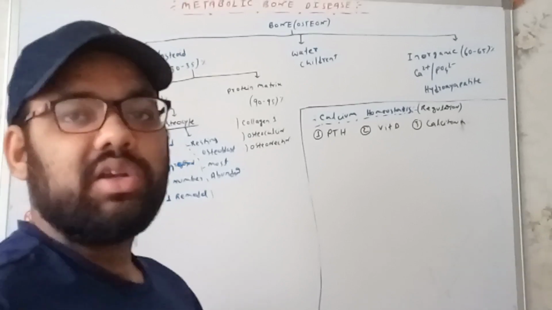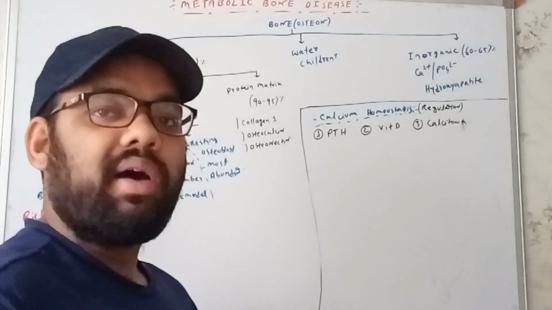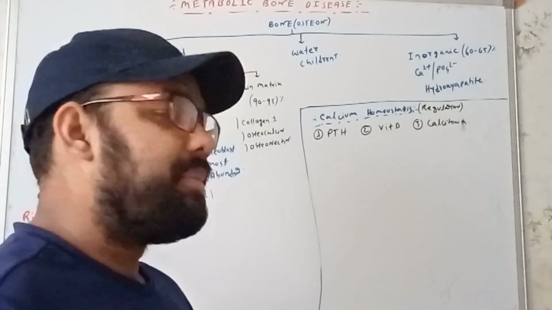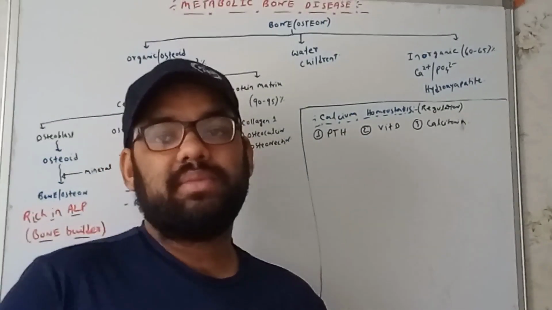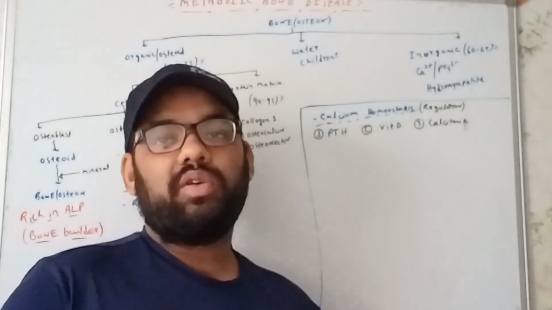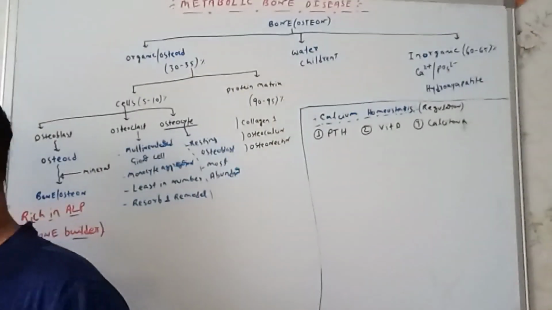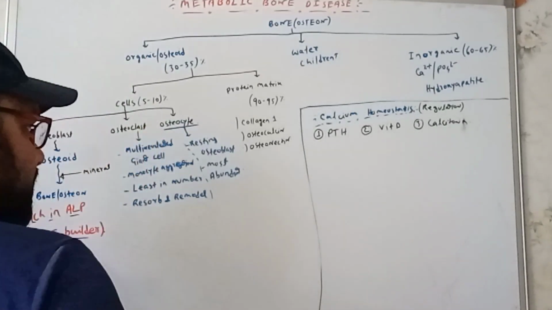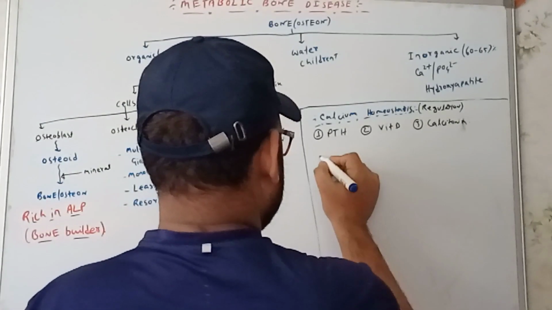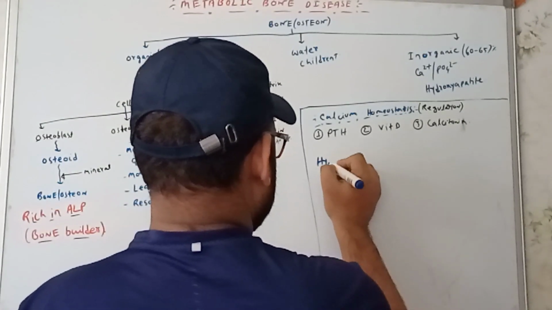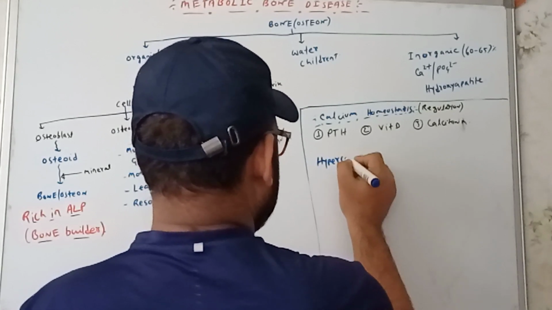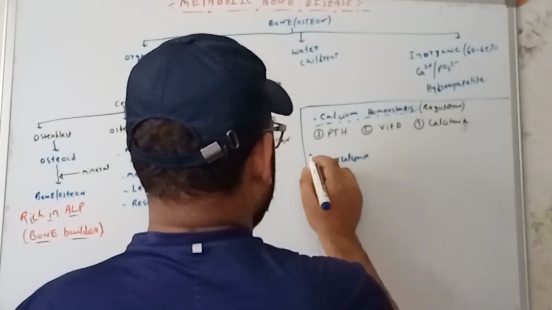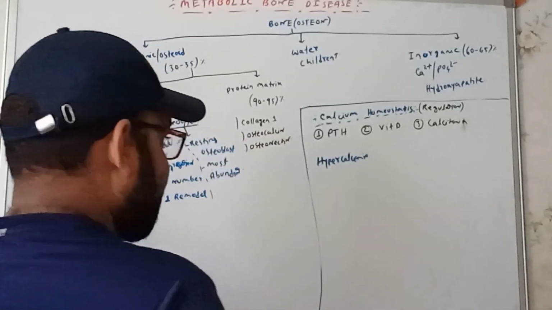For example, if we get to see the development of hypercalcemia or hypocalcemia, or the combination of hypocalcemia plus hypophosphatemia, what type of triggering factor will be activated? Okay, so let's talk in detail about those things. First, I'll talk about hypercalcemia.